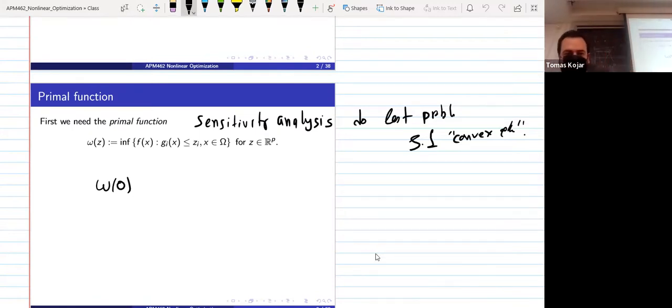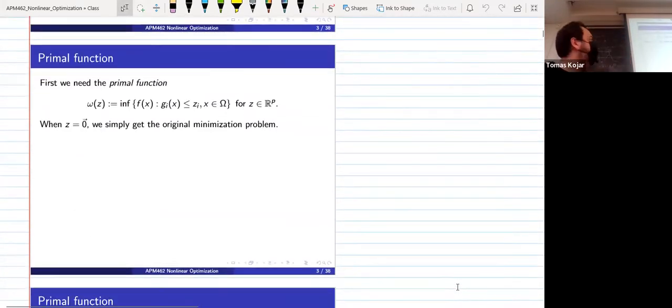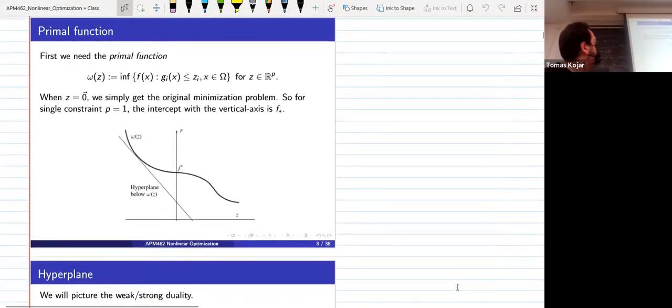Perfect, thank you. So yeah, when z equals 0, you get the original problem. And the picture is as follows. In 1D, you have this curve omega of z, and when you hit the intercept at z equals 0, you get f star, which is what you're looking for, the minimization.